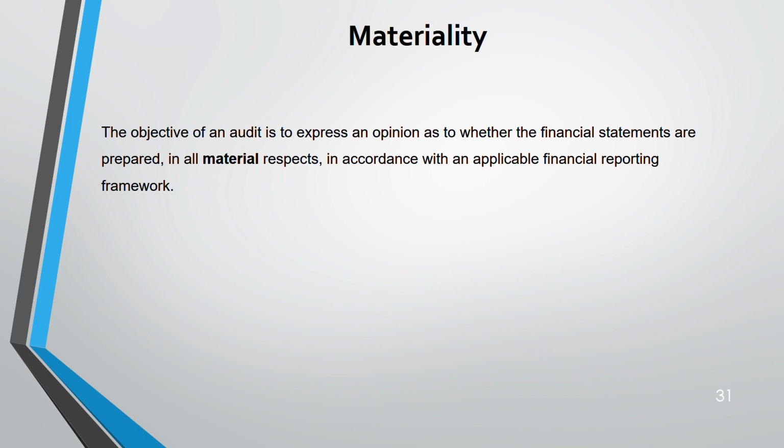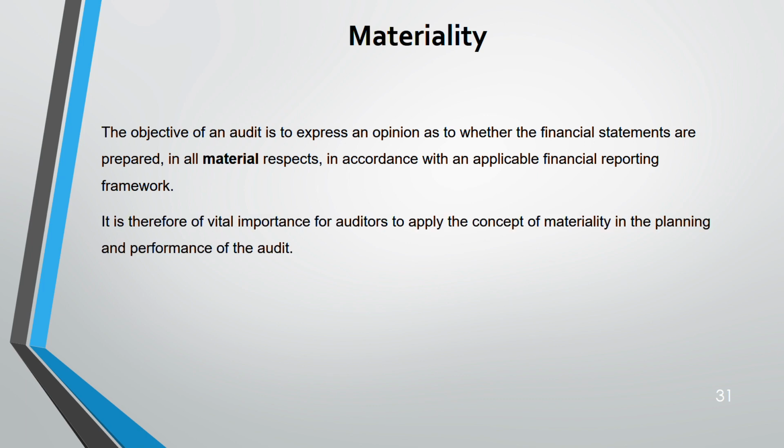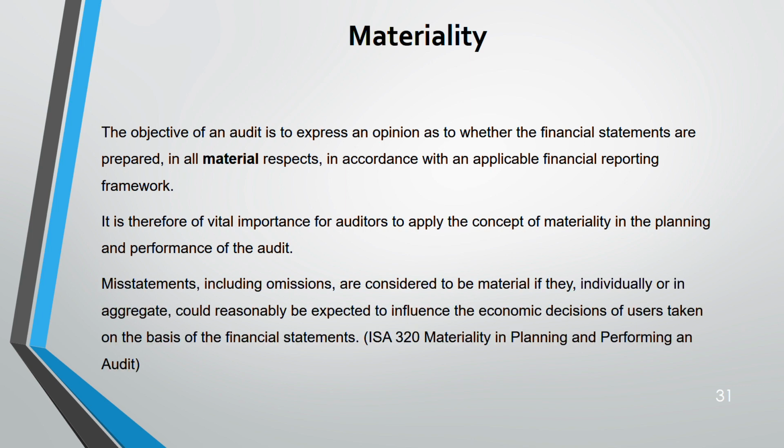Now, the objective of an audit. What is the objective of an audit? It is to express an opinion, a true and fair view, that the financial statements give a true and fair view regarding material aspects. So that's why you have to take care of materiality. You have to give importance to materiality, because any misstatement, let's say you have omitted some information. This omission could be material, individually or if you aggregate it with some other information, if it can affect the decision maker.